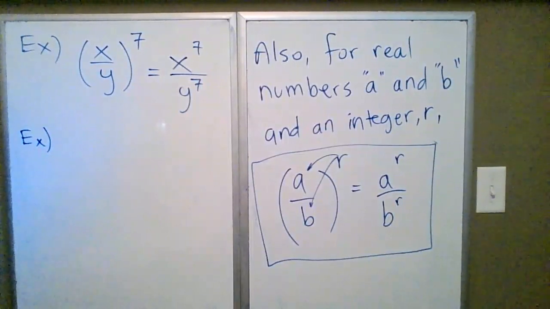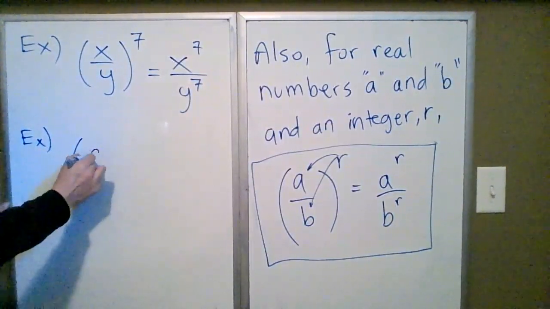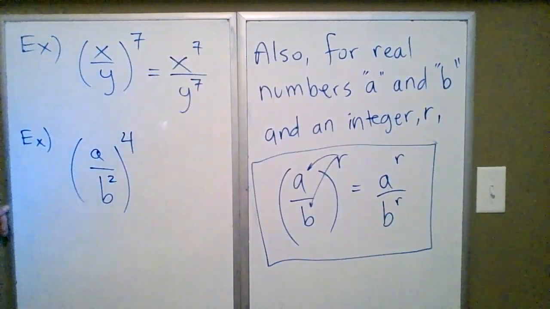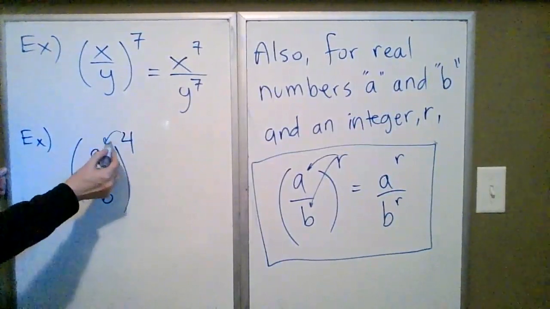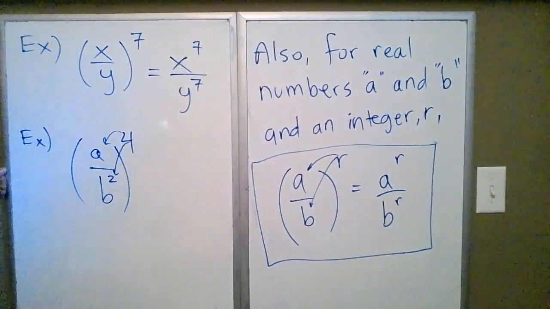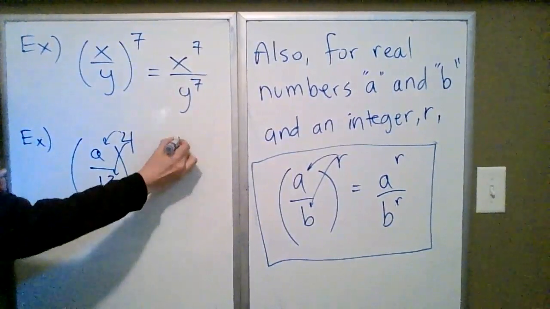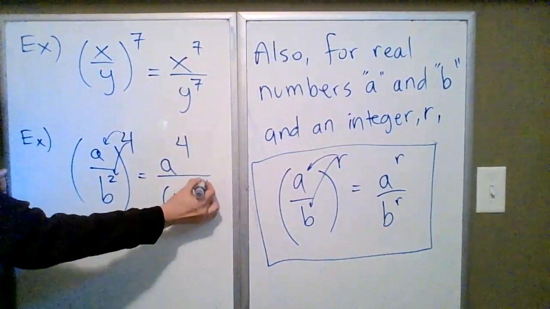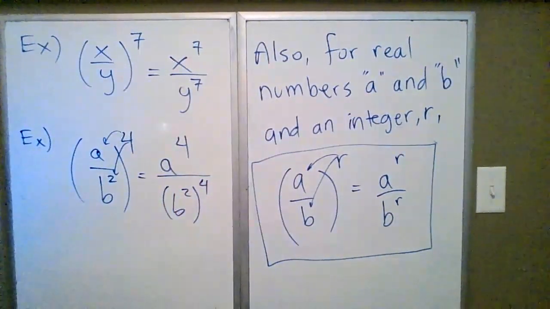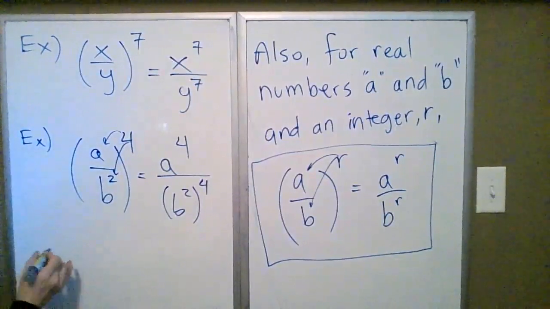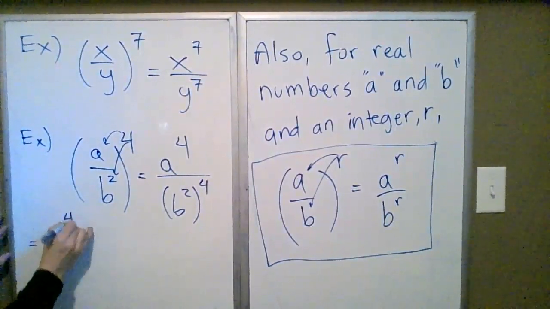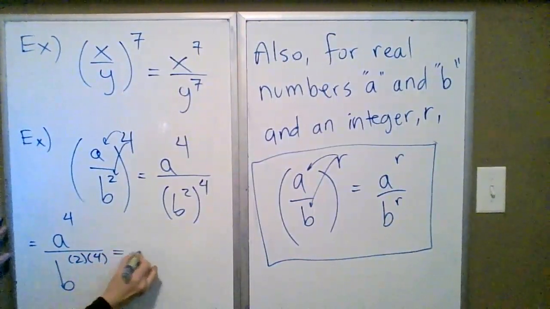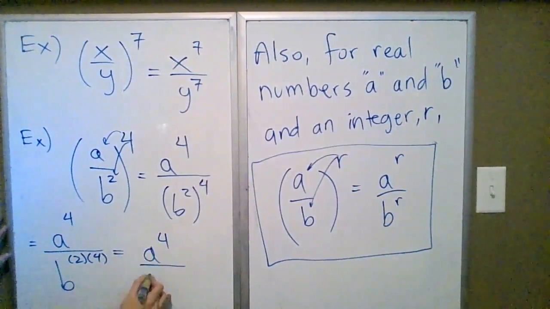This time, it's a over b squared, and it has power 4. So take a to a power of 4, and b squared has a power of 4. So a to the 4th over b to a power of 2 times 4. a to the 4th over b to the 8th.